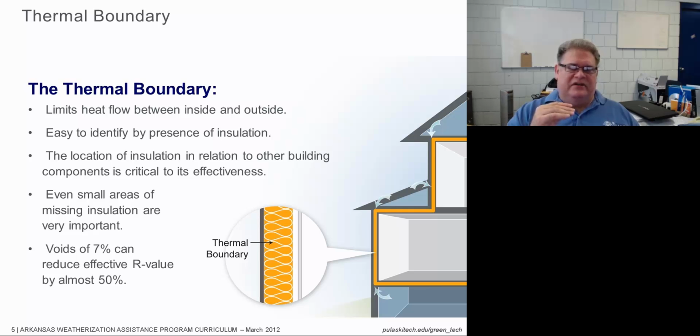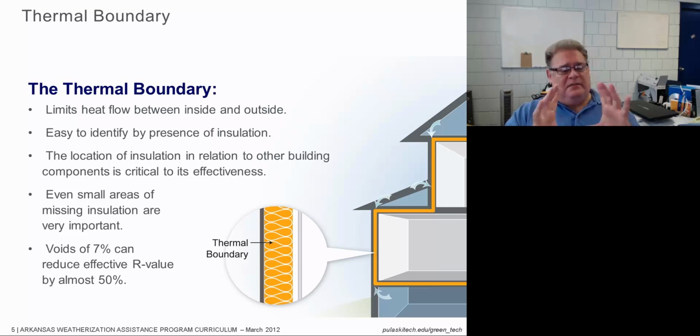The location of where you find the insulation in relation to the room that it's trying to insulate and other parts of the structure really makes a big difference in how well it performs. For instance, if it is not put out over the top plates on an exterior wall, then that exterior wall is going to be losing a lot of heat going up through the top plates, especially in colder climates when you have a higher delta T. Even small areas of missing insulation are really important.